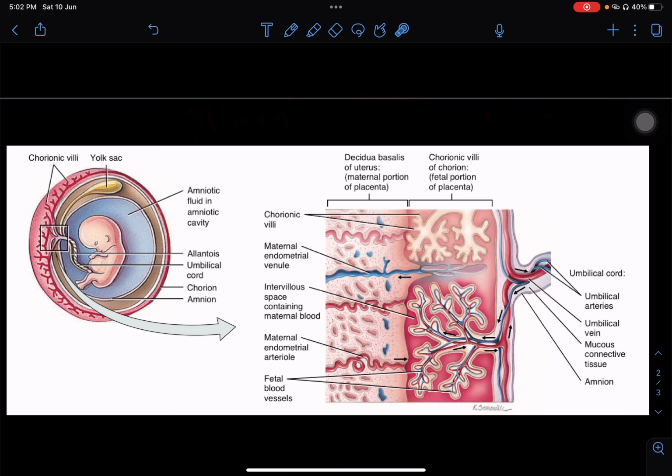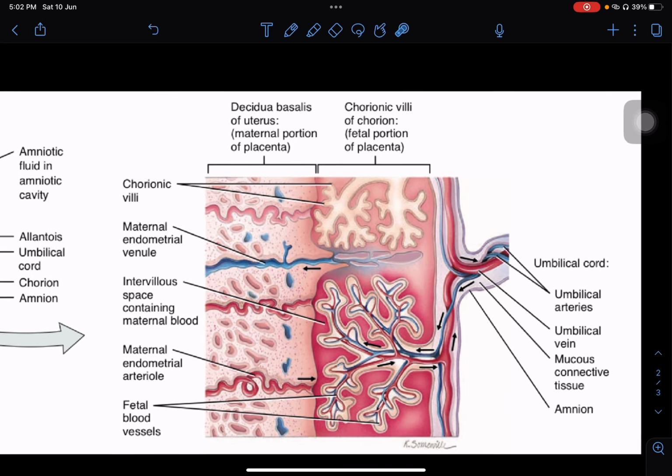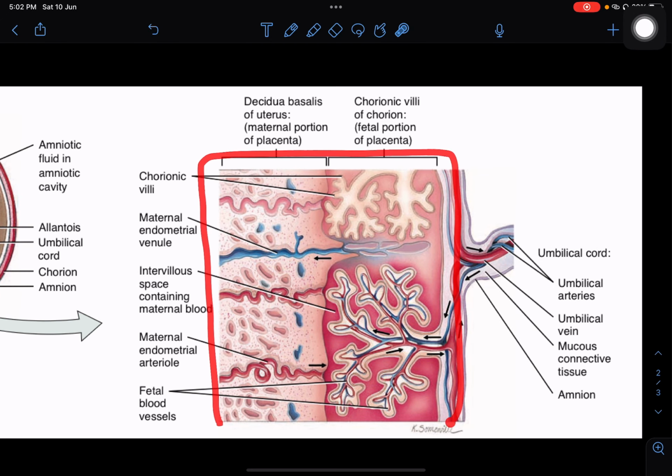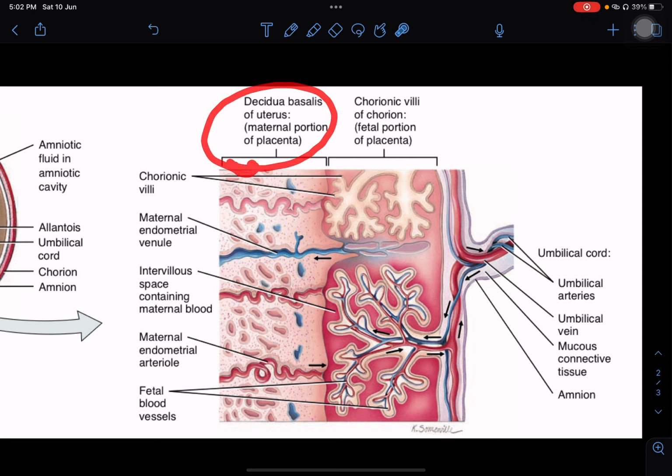Okay. Now on this diagram, we can see very clearly this is the placenta, and half of the placenta is from decidua basalis, which is the endometrium between the embryo and the myometrium after the implantation of the embryo, and then the remaining half of the placenta is from the chorionic villi, which develop from the trophoblast. So half of the placenta is maternal and half of the placenta is fetal.